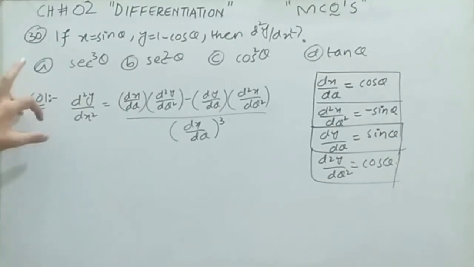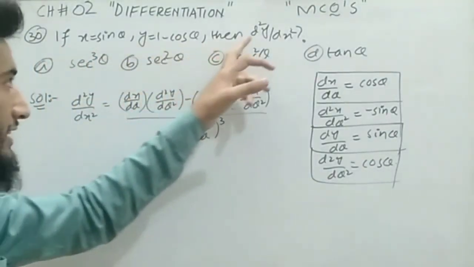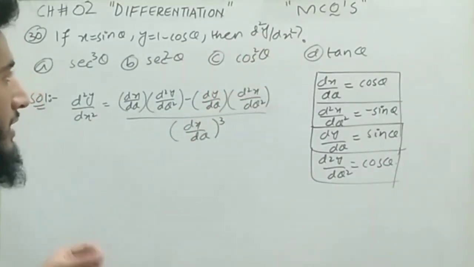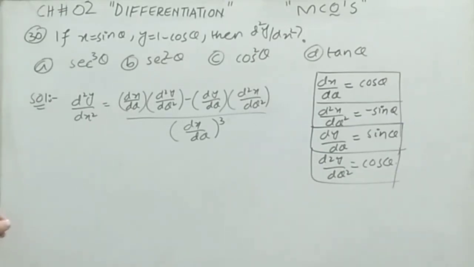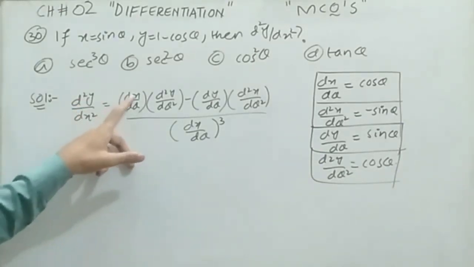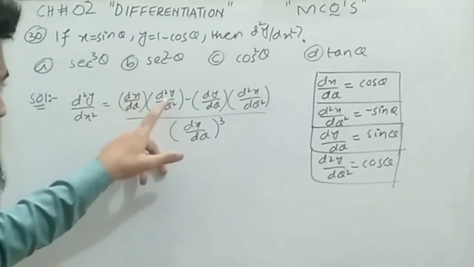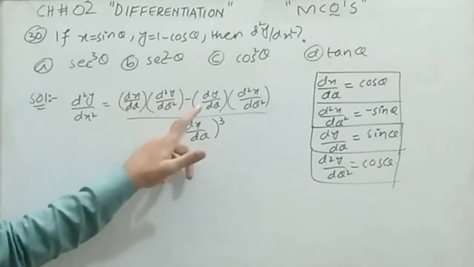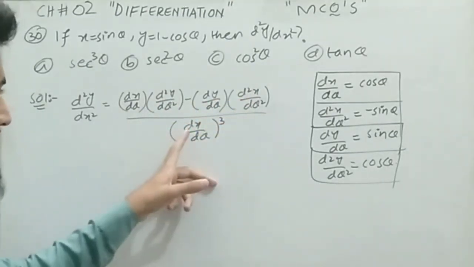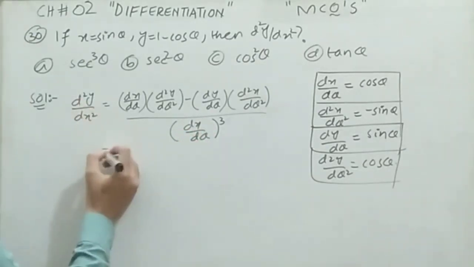Now move toward MCQ number 30. It tells that if x is equal to sin theta, y is equal to 1 minus cos theta, then d square y by dx square. D square y by dx square means that we will find the second derivative. So here we have the formula for second derivative. D square y by dx square will be equal to dx by d theta, the first derivative of x, times d square y by d theta square, the second derivative of y, minus the first derivative of y multiplied by the second derivative of x, divided by the first derivative of x whole cube. Using this formula we will get d square y by dx square.